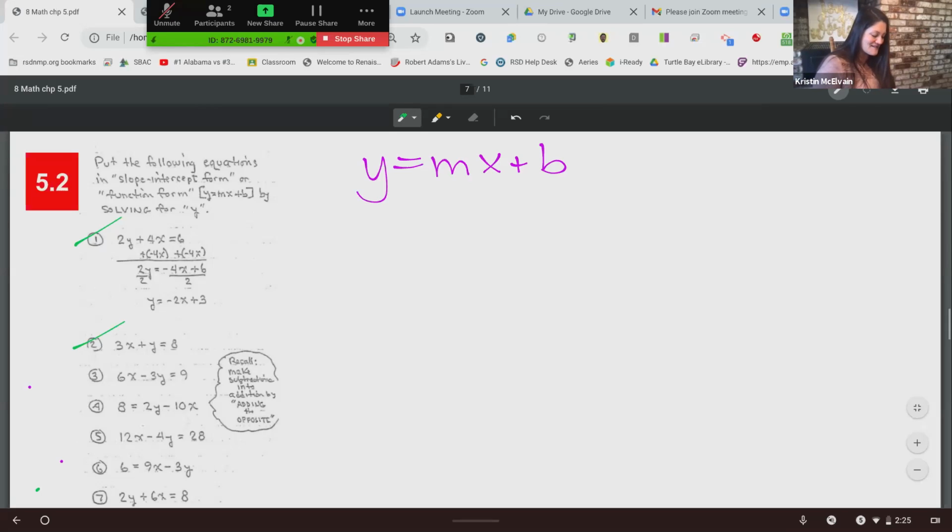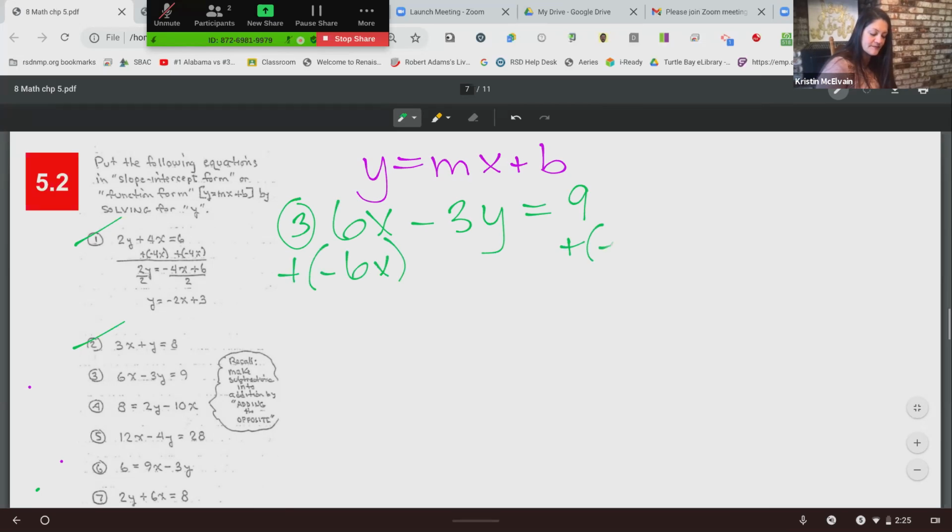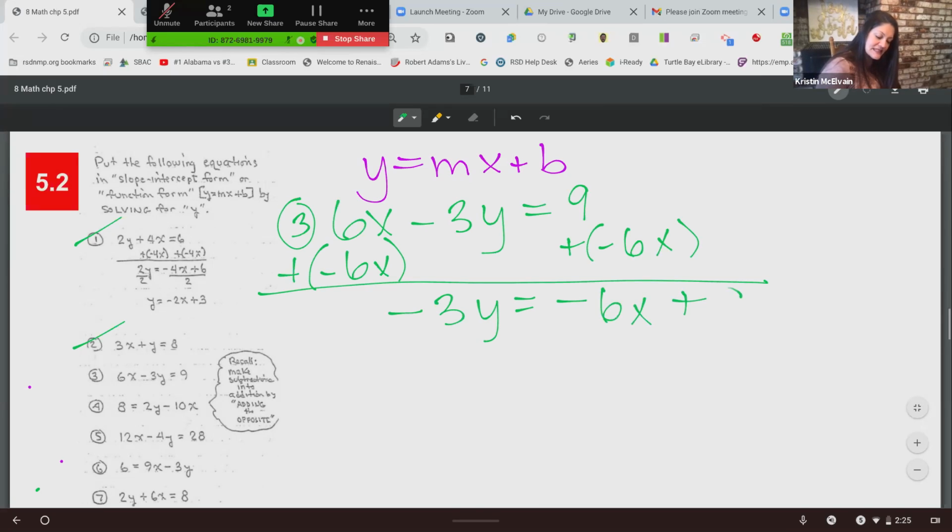All right. Number 3. 6x minus 3y equals 9. Okay. We want to get y by itself. So let's get the 6x out of there. Add the opposite to both sides. That leaves us with, don't forget your symbol here, negative 3y equals negative 6x plus 9.